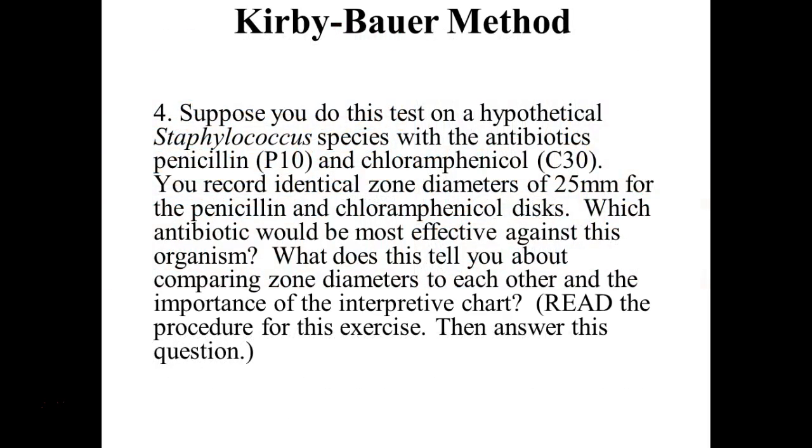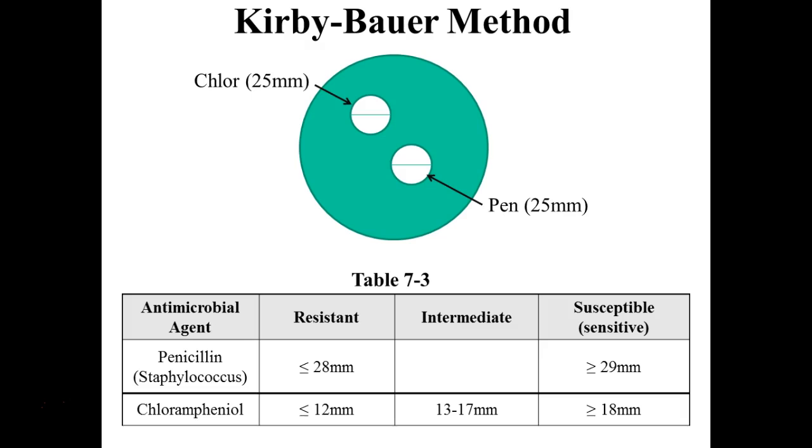So the important thing, and definitely when it comes to our quiz and test, is that you need to be able to interpret results. Once you measure a zone, and in this case they said that both of these antibiotics ended up with the same measured zone, 25 millimeters. So, oh boy, which antibiotic are we going to give? They're both the same. Well, they're really not the same at all. The zone just happened to be the same size.